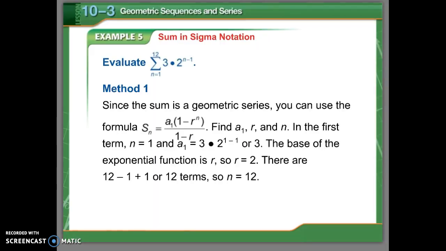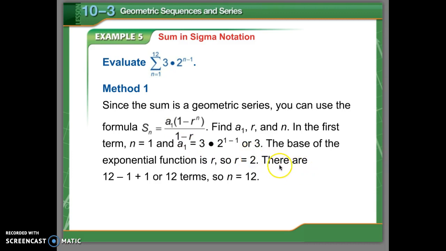So we're going to start off this time. There's a couple methods that we could choose. The first method, since we're looking at a geometric series, you can use the sum formula. We're going to want to find the first term, the common ratio, and the number of terms. The first term is when n is 1. That's the first number you're plugging in. If you plug in 1 into this formula, the formula simplifies down to just the number 3.